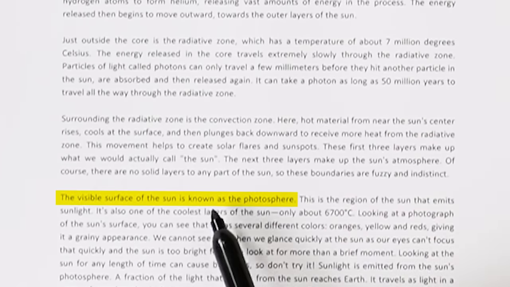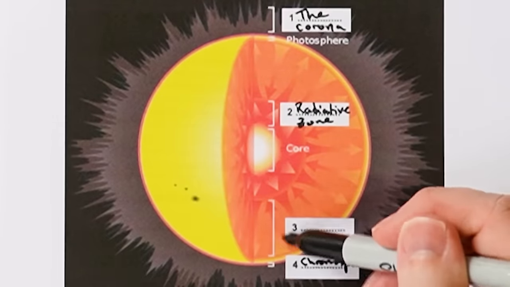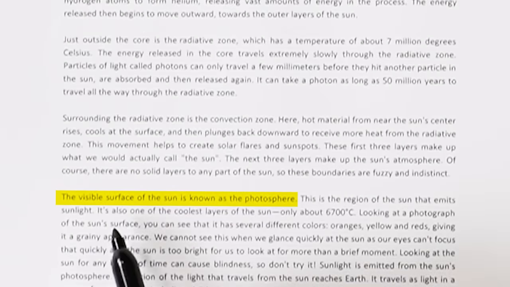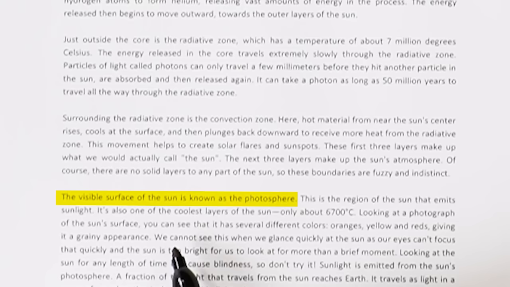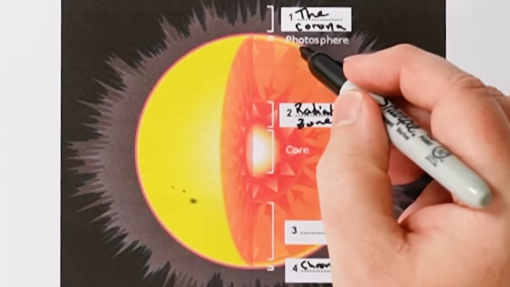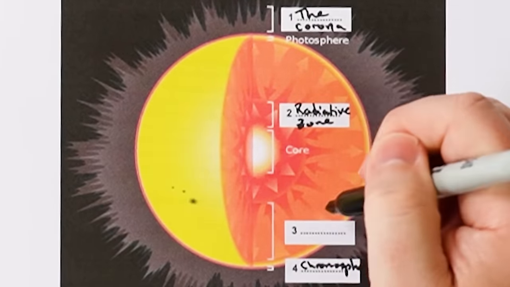The visible surface of the sun is known as the photosphere. Okay, visible surface means that we can see it. Does it look like we can see this part? Probably not, so we have to read in a little bit more detail. This is the region of the sun that emits sunlight. It is also one of the coolest layers of the sun. Looking at a photograph of the sun's surface, we cannot see this when we glance. And then if we look back here, we can see photosphere. So it's definitely not this, it's something else.